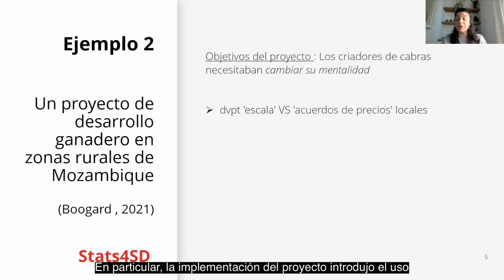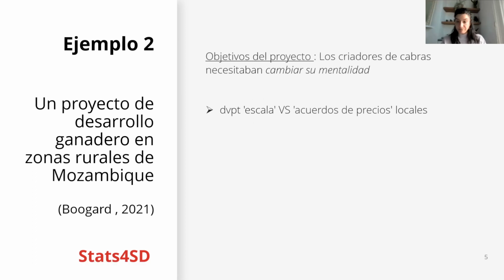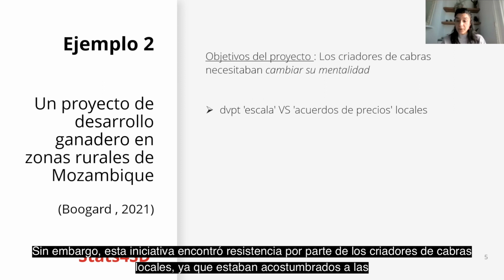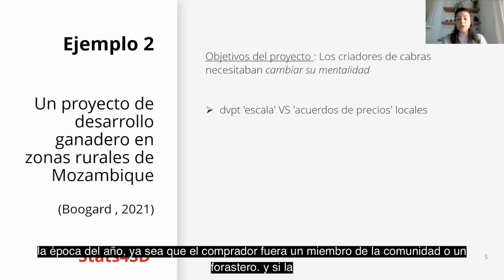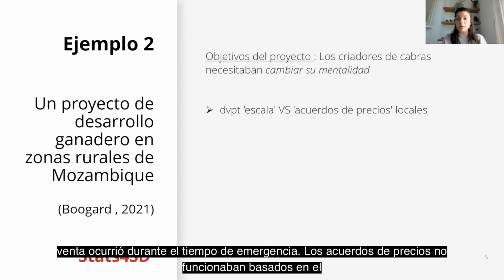In particular, the implementation of the project introduced the use of a scale in order to determine the price of goats based on their weight. This initiative, though, was met with resistance by local goat keepers as they were used to local practices of price agreements between individual producers and consumers, which were governed by the time of the year, whether the buyer was a community member or an outsider, and whether the sale occurred during the time of emergency.